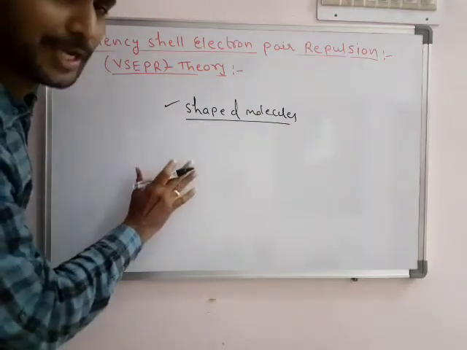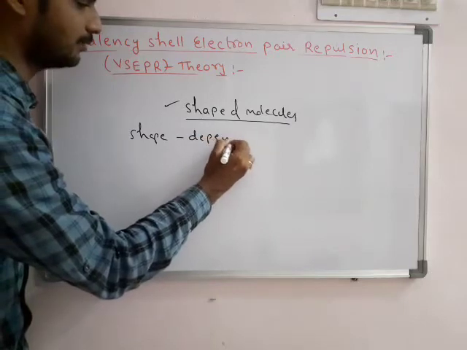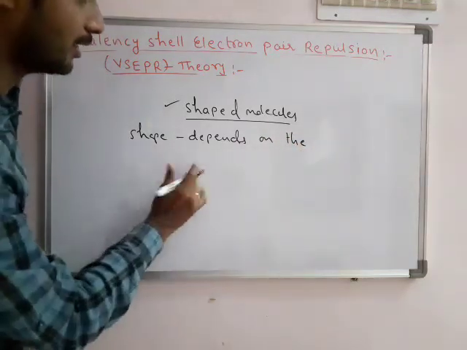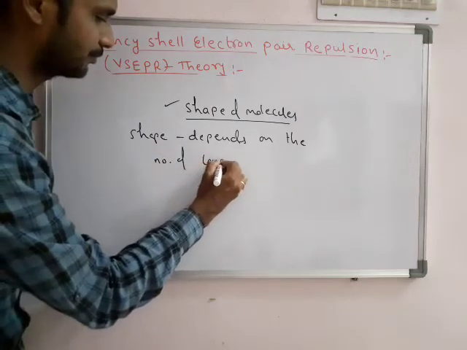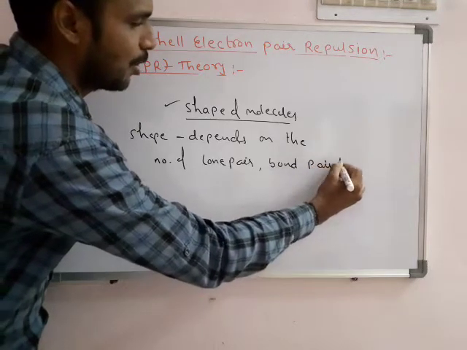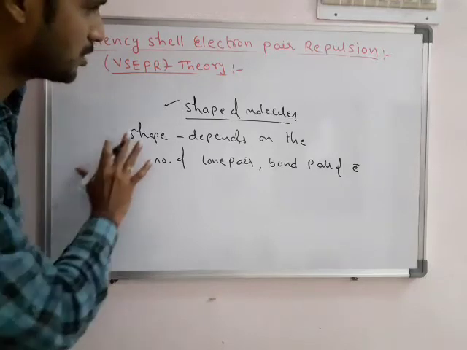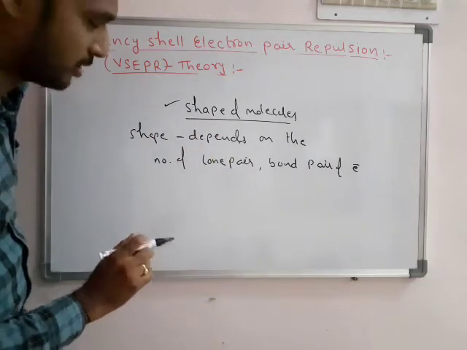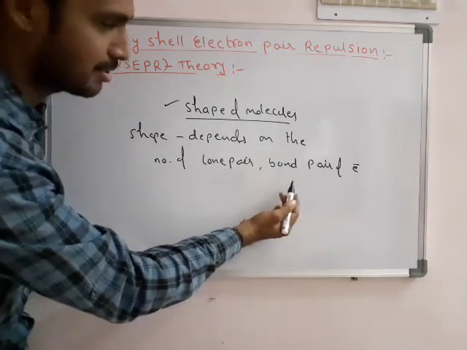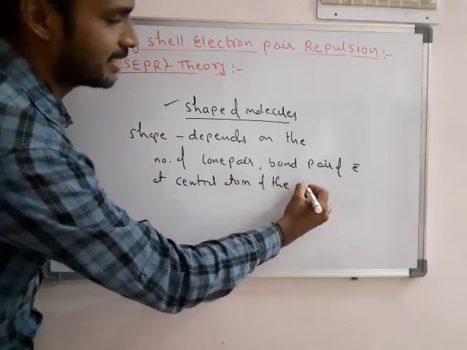According to this VSEPR theory, the shape of a molecule depends mainly on the number of lone pair and bond pair of electrons present at the central atom of the molecule.